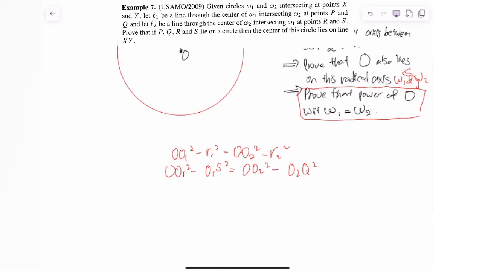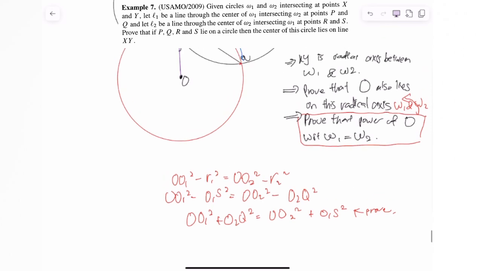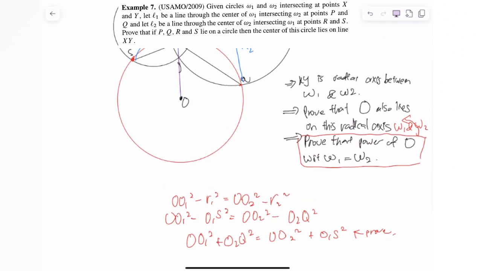Okay, now rearranging a little bit, we get O1 squared plus O2Q squared equals O2 squared plus O1S squared. So we have to prove this.